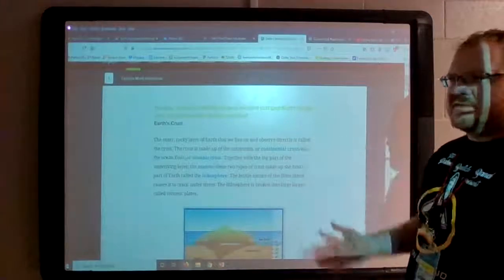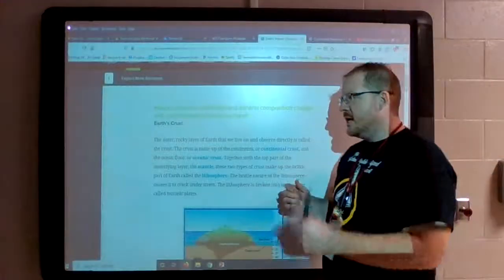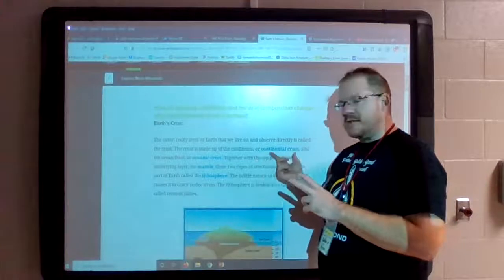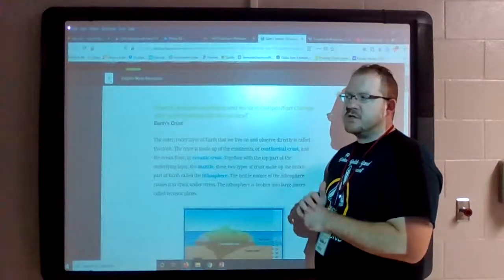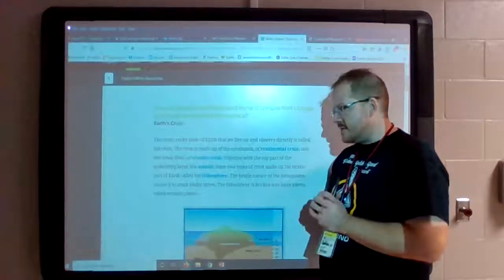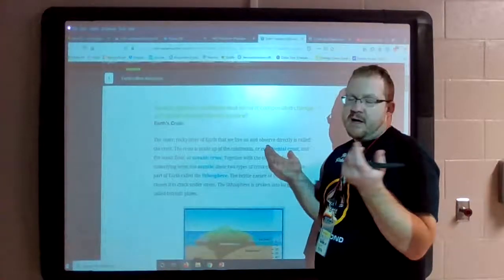The entire surface of the Earth is covered with crust. Now, there are two different types of crust. We have oceanic crust and continental crust. And we will get into this also when we get into plate tectonics. There are oceanic plates and continental plates. But they are what they sound like they are.